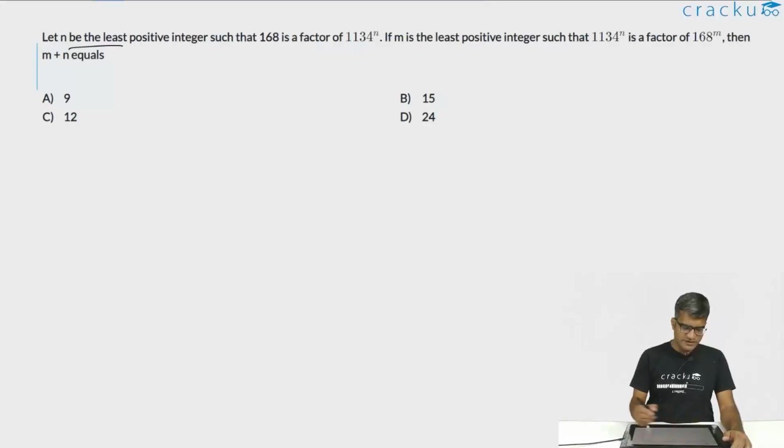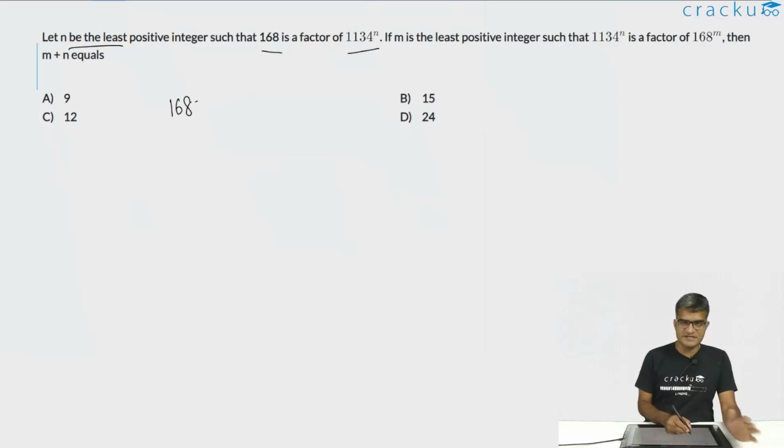In this question, we are told that n is the least positive integer such that 168 is a factor of 1134 to the power n. What is 168? If you are doing the prime factorization of 168, this is 2 into 84 or this is 8 into 21. So this is 2 cube into 3 into 7. That is the prime factorization of 168.